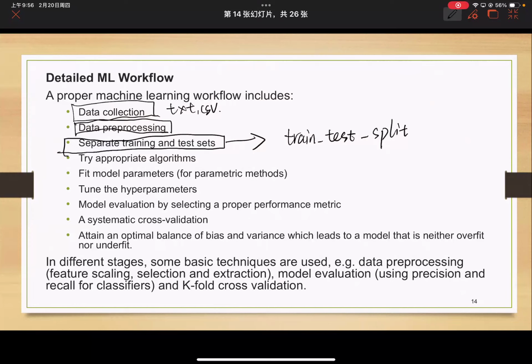And then we try appropriate algorithms, fit the model parameters, and then tune the hyperparameters, model evaluation, then cross-validation, and something about bias and variance. So today we are going to talk about cross-validation and the bias and the variance. Model evaluation, we talked about it last week, about the recall rate, some performance metrics in classification, right?